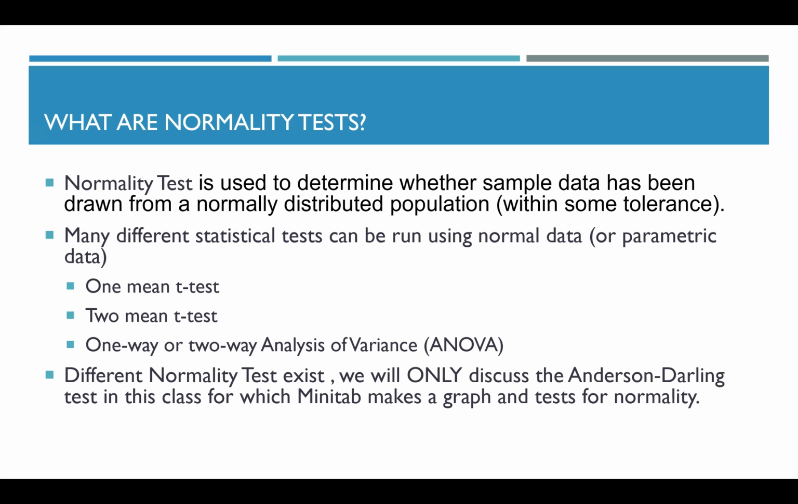There are different normality tests. I saw a list the other day of about 4 or 5 different ones, but we are only going to focus on one of the normality tests in this course, and it's called the Anderson-Darling. And Minitab will create a graph and provide the appropriate statistics for us using the Anderson-Darling test for normality. So that's the one we're going to focus on. Again, it is not the only one that exists. It's the only one we're going to talk about.